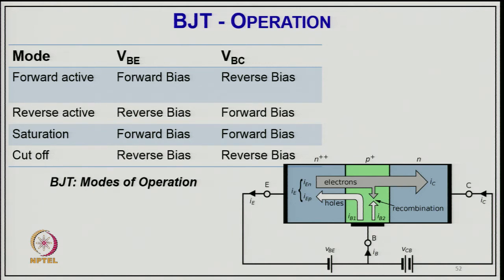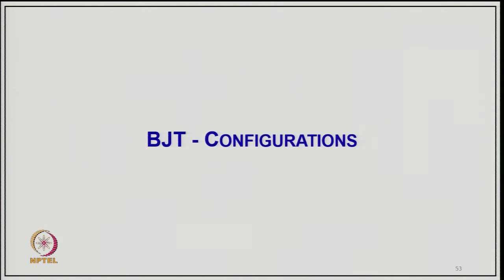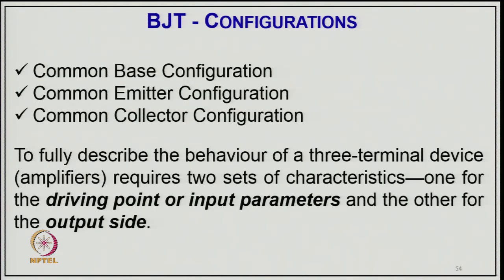It depends on the application. In some applications, as I told you, we use it as a switch, operating in saturation and cutoff, but for amplification we typically operate in the active region. Now, coming to BJT configurations. We have 3 configurations of BJT: common base configuration, common emitter configuration, and common collector configuration.